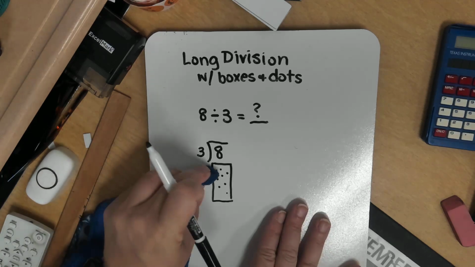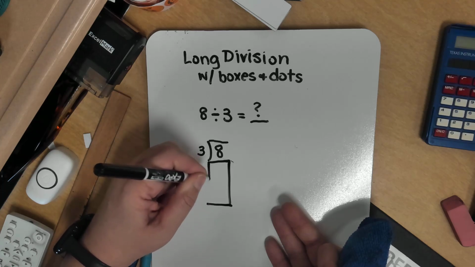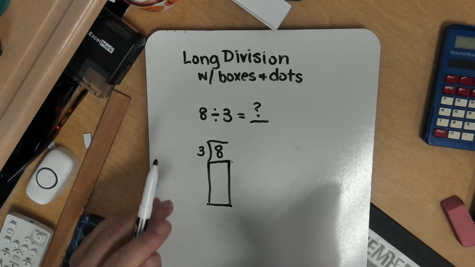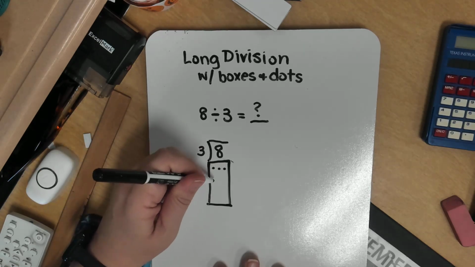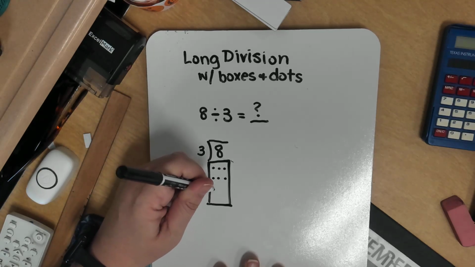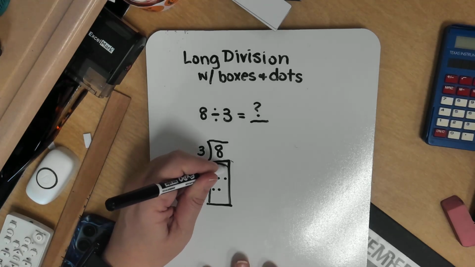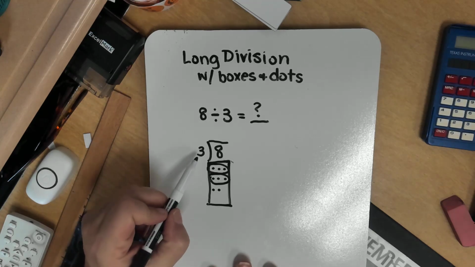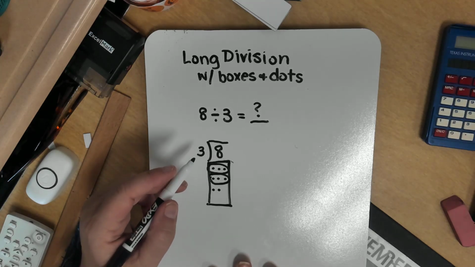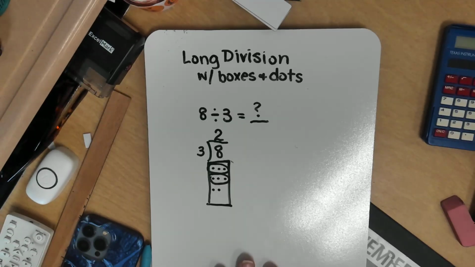So instead, I'm going to make my box. And I already know I want them in groups of 3. So I'm going to do 1, 2, 3, 4, 5, 6, 7, 8. Now I can easily see how many groups of 3 I can make. 1 group of 3, 2 groups of 3. So 3 goes into 8, or I can make 2 groups of 3 from the number 8.